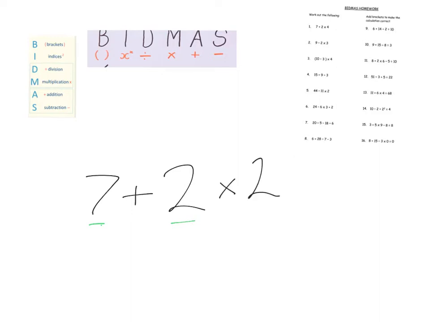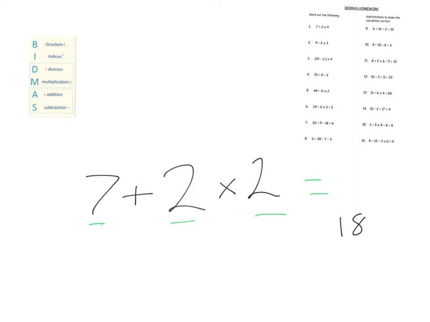Unfortunately, what happens here is, if you're reading this equation from left to right, the answer you're getting will be wrong. Because 7 plus 2 is 9, times by 2 would be 18. So I've read that from left to right. But unfortunately, 18 is not the answer here because we have to follow this BIDMAS acronym. Brackets, indices, division, multiplication, addition, and subtraction. I'm going to get rid of this other one here. I don't need 2, just need the 1.